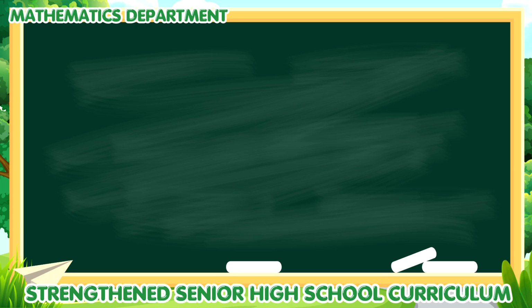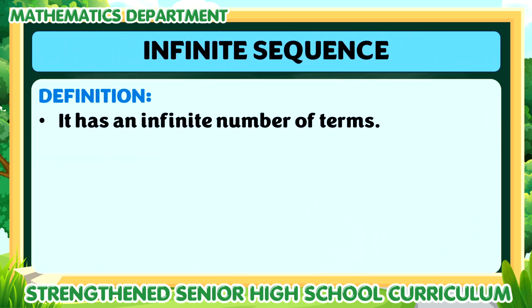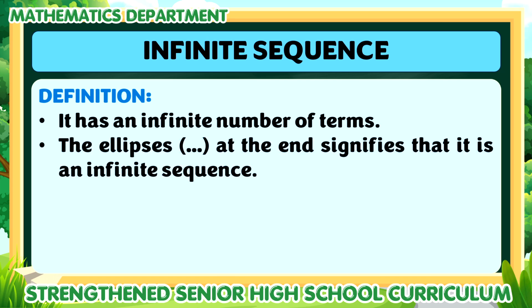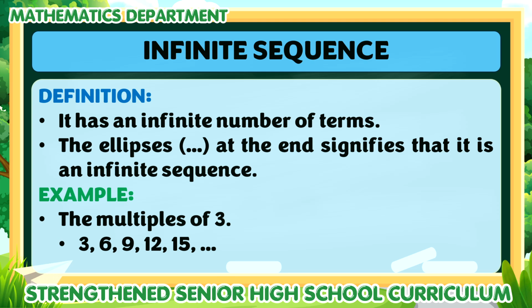Now, the second type of sequence is the infinite sequence. We define infinite sequence as a sequence which has an infinite number of terms. The ellipses or the 3 dots at the end signifies that it is an infinite sequence. So for example, the multiples of 3. So the multiples of 3 are 3, 6, 9, 12, 15, and so on. So as you can see, these 3 ellipses at the end signifies that our sequence is an infinite sequence, meaning to say they go on forever.